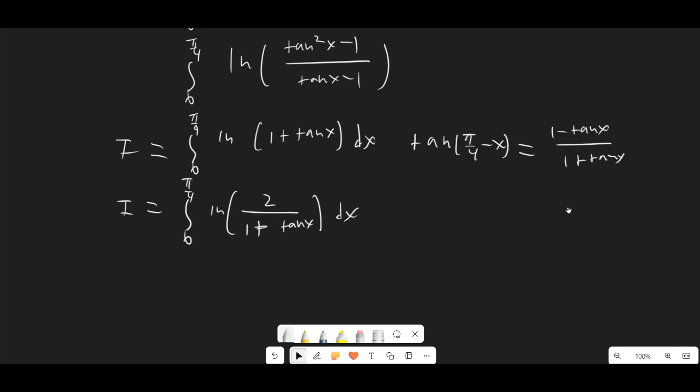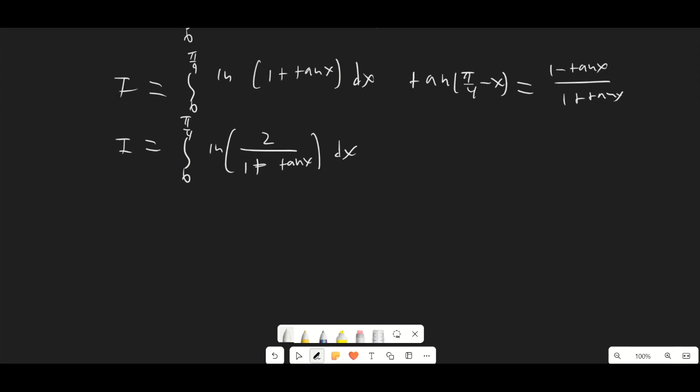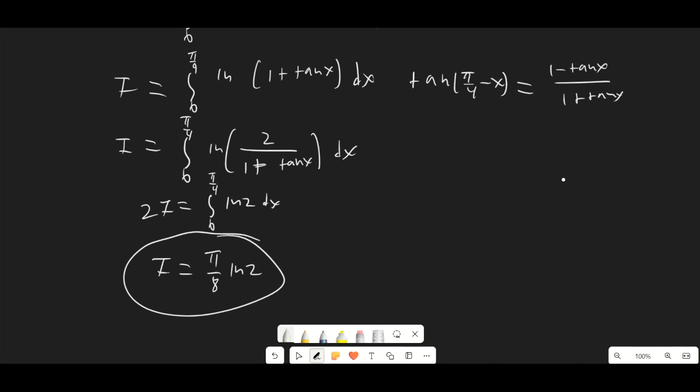And then adding those two together, we find that 2I equals the integral from 0 to pi over 4 of ln 2 dx. Or I equals pi over 8 ln 2. And that's number 40. And that's all the problems.